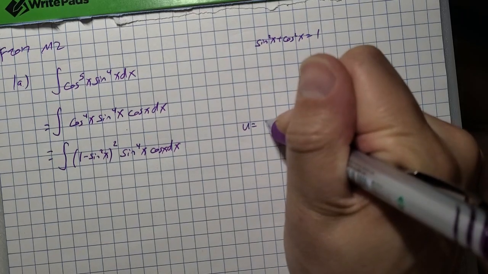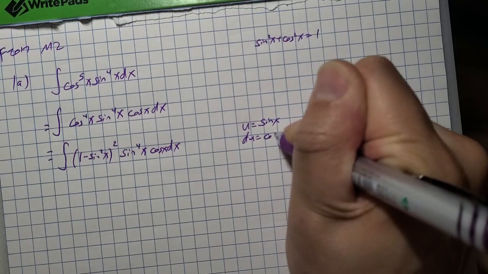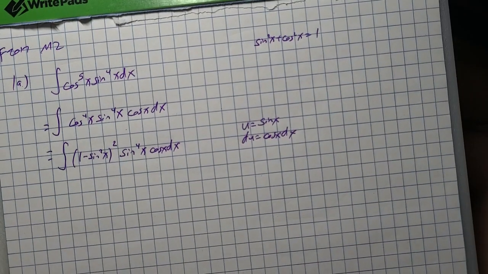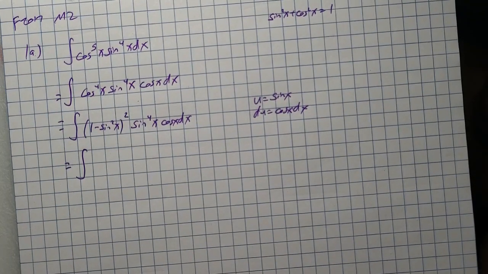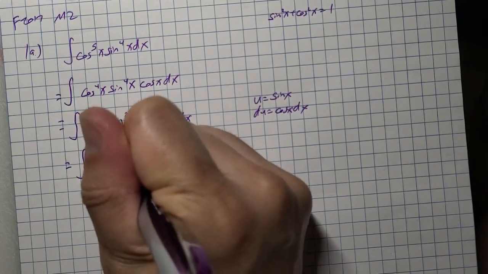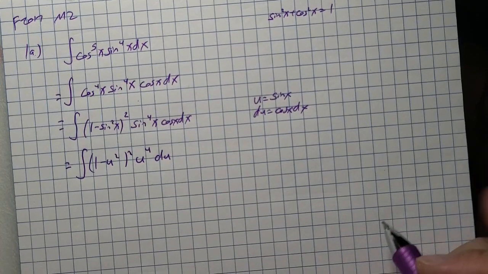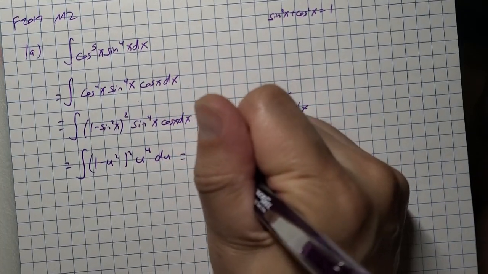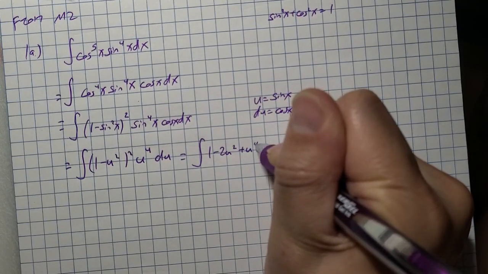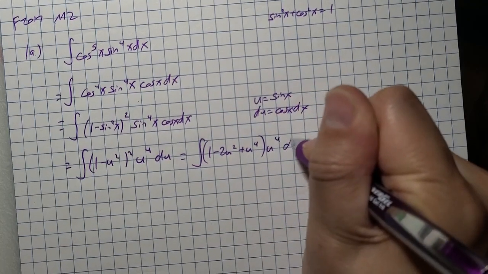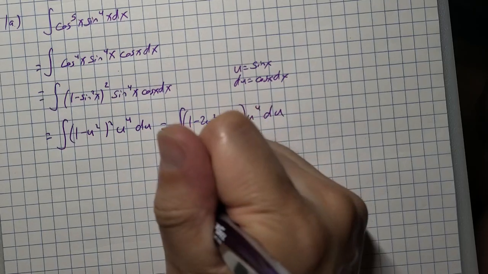So here we let u be sine x. du would be cosine x dx. So we substitute everything in the integral in terms of u. We get 1 minus u squared, squared, times u to the fourth du. And that's expanded out: it'll be 1 minus 2u squared plus u to the fourth, times u to the fourth, du.